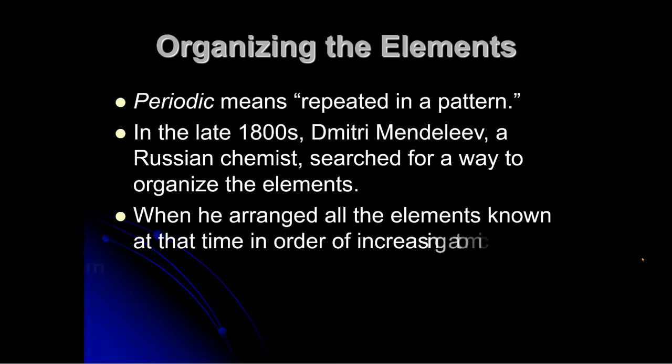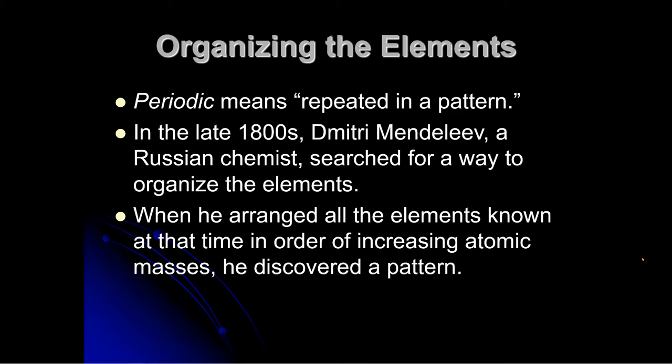To learn the periodic table, that takes a lot out of you, trying to learn and memorize it. It's easier as you work with it, especially if you take a chemistry class. You'll notice the more you work with it, you'll memorize it. It just happens kind of automatically. But his students were having trouble, so he created the periodic table. And when he arranged all the elements known at that time in the order of increasing atomic masses, he discovered a pattern. All right.